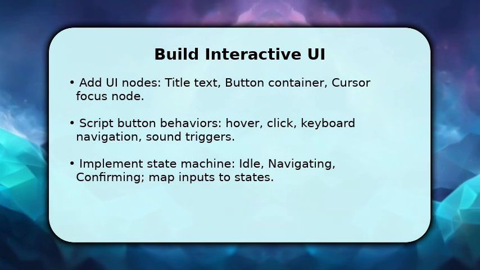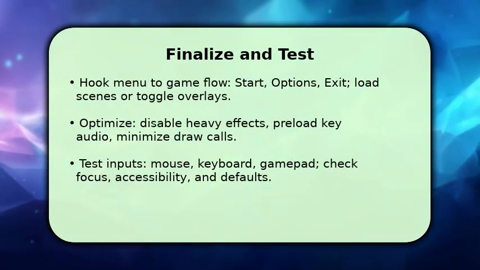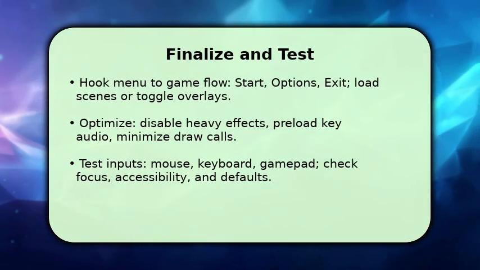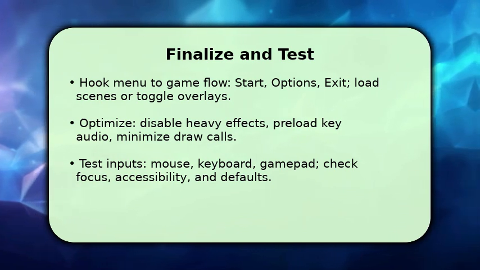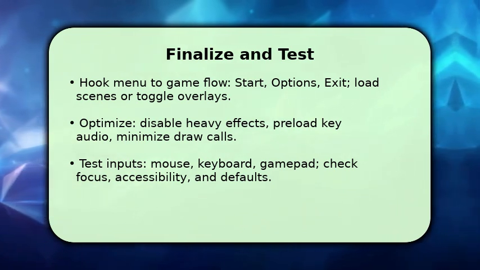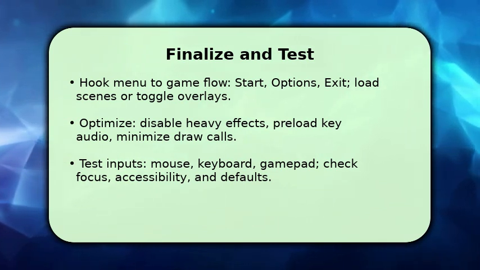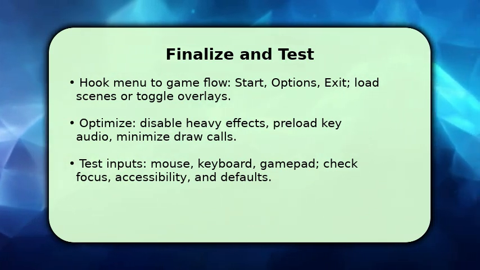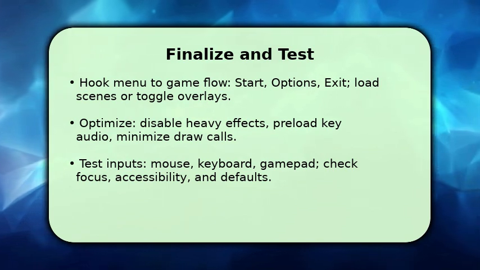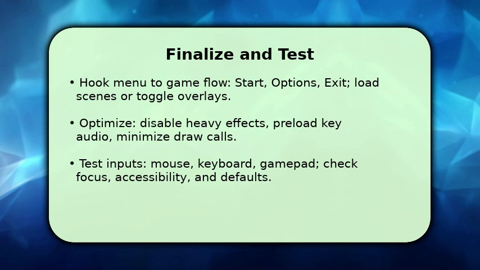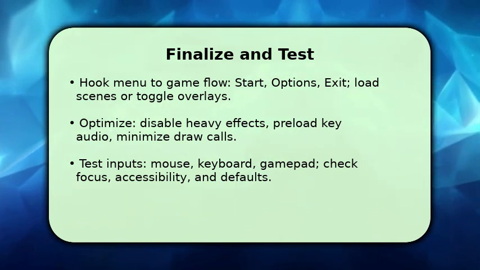Finish by connecting menu actions to your game flow. Start loads the main scene, options opens overlays, and exit quits or returns. Optimize by preloading key audio and minimizing visual effects in the menu to keep startup snappy. Then run systematic tests, mouse, keyboard, and gamepad navigation, verify focus order and default selection when the menu opens. If something breaks, first check input mappings and node names. Mismatched IDs cause most failures.